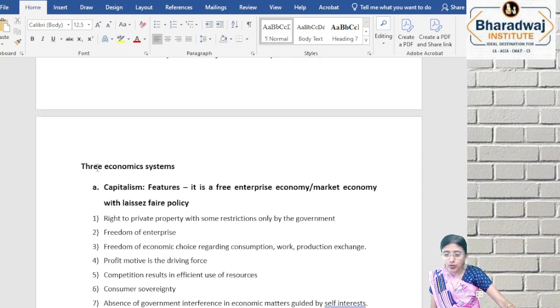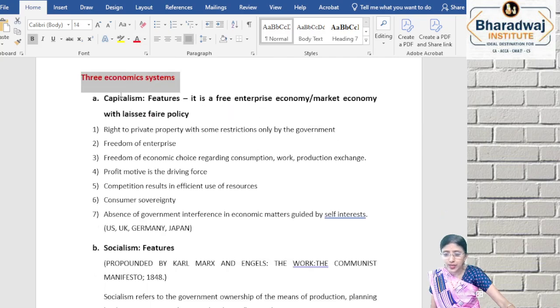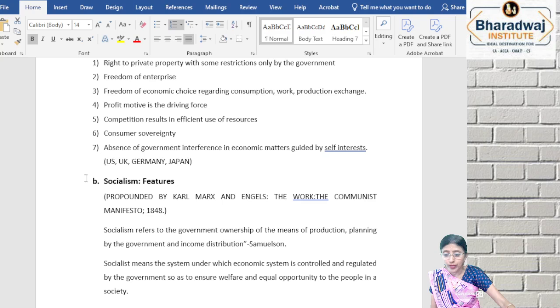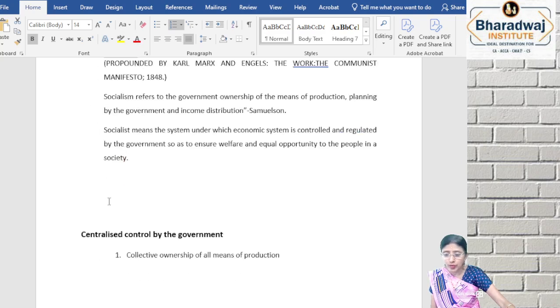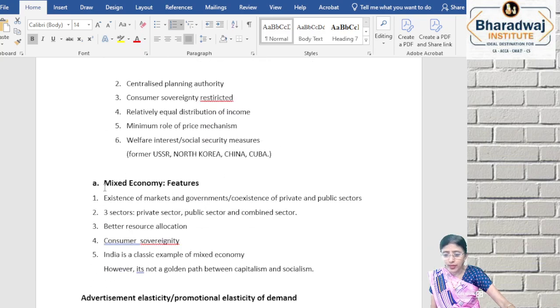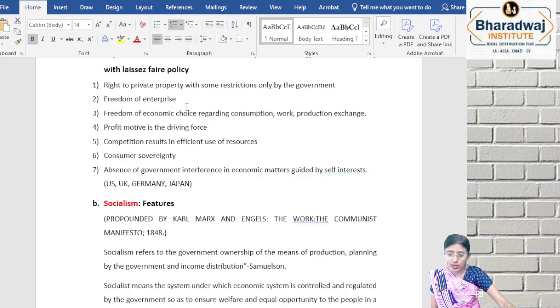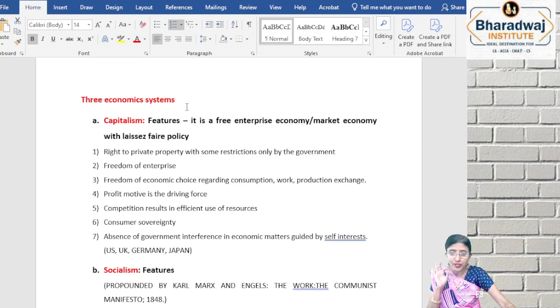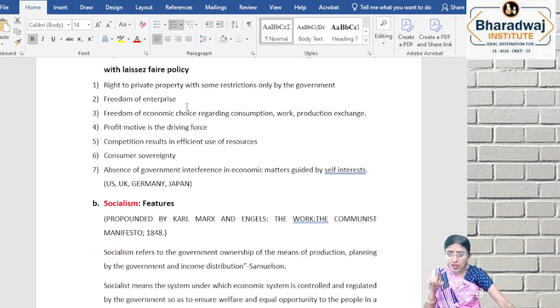They can ask you a question. What are the three important economic systems? You all know: capitalism, socialism, and mixed economy. Now the question can be on the features of capitalism, features of socialism, features of mixed economy. Do you understand? And the basic idea of capitalism is laissez-faire policy, free enterprise economy. Socialism is government controlled, centralized planning authority.